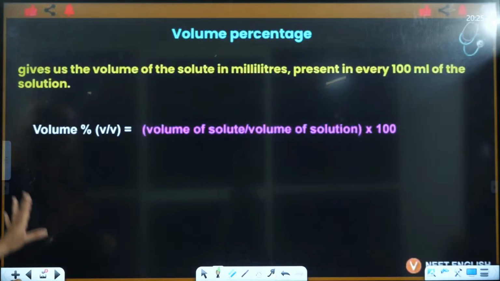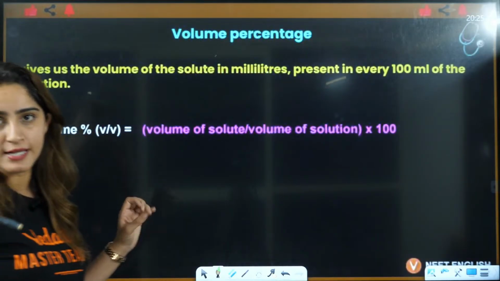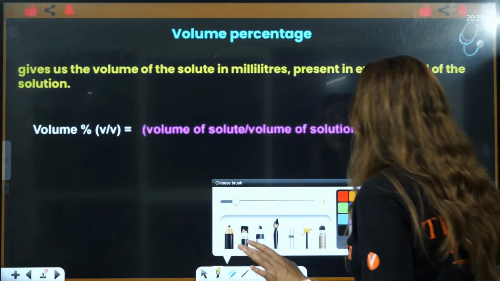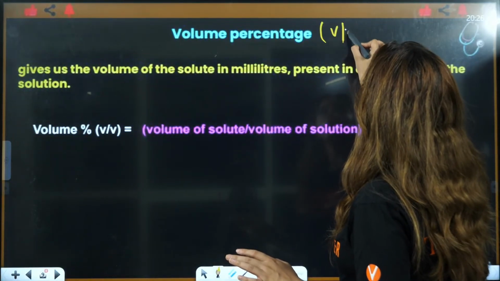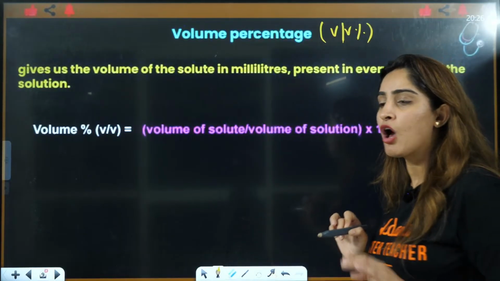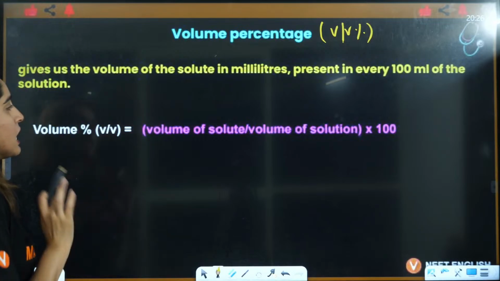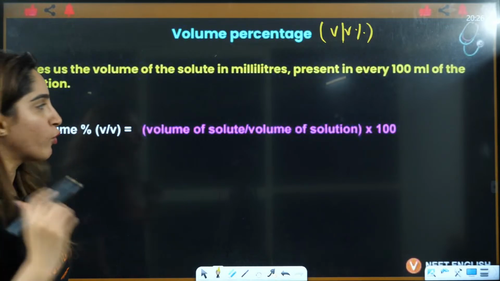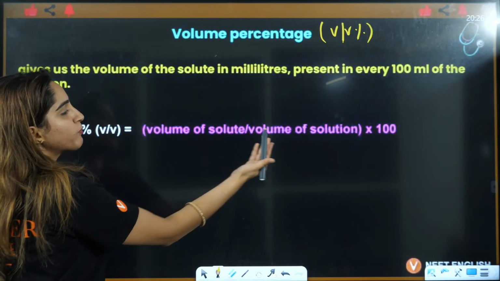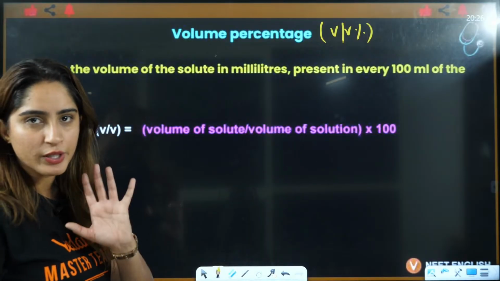Now, let us see volume percentage here. Volume percentage means volume by volume percentage. Here also you need to decode, because the formula we know is volume of solute by volume of solution multiplied by 100.